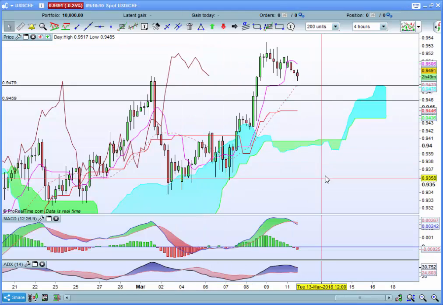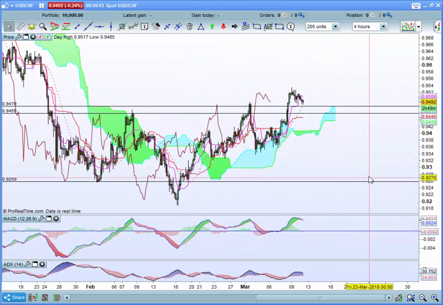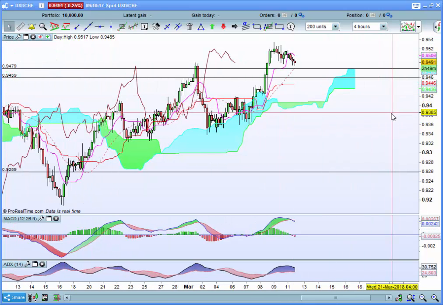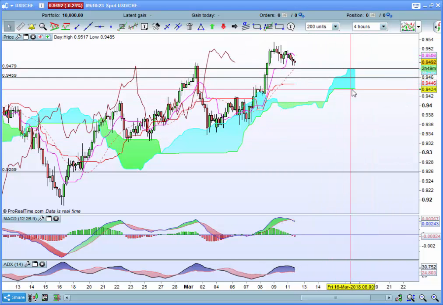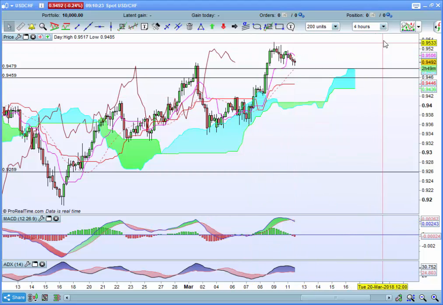US dollar Swiss franc pulling back a little bit there. You can see it broke past old resistance zones. Will be interesting to see if these levels will come in as a key support zone. To expect these levels to be tested on the 4-hour. Watch out for the MACD sell there.